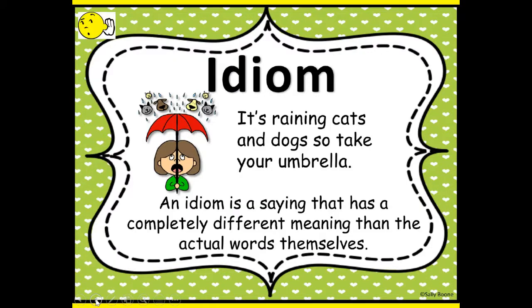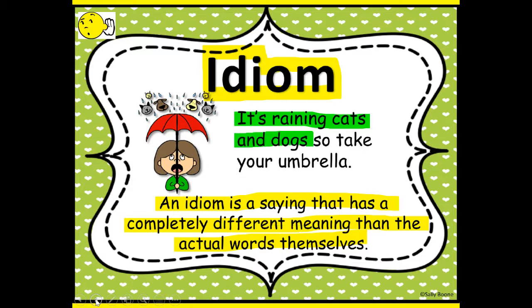All right, just listen for this slide. Idiom. An idiom is a type of figurative language. An idiom is a saying that has a completely different meaning than the actual words themselves. And here's our example. It's raining cats and dogs, so take your umbrella. Is it literally raining cats and dogs? No. It's an idiom. It's figurative speech. It's telling you that it is raining very hard.